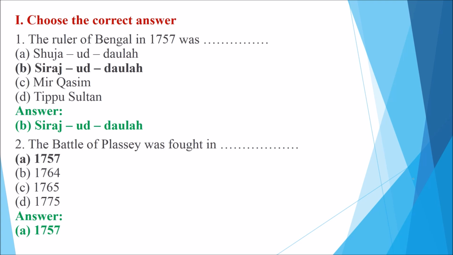Question number 2. The Battle of Plassey was fought in dash. Option A, 1757. Option B, 1764. Option C, 1765. Option D, 1775. So the correct answer is option A, 1757.